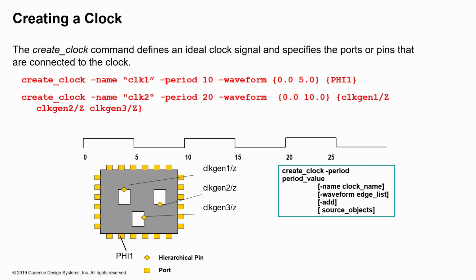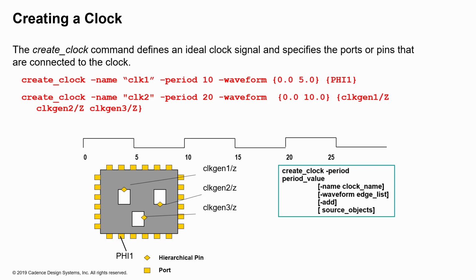The create clock command creates a clock object with an ideal signal, and it specifies the period and the waveform, and also the ports or pins that are connected to the clock source. So if you need a duty cycle, this duty cycle is derived from the period and the waveform, which is the edges themselves. Now, in the first example shown above, the command defines an ideal clock connected to a port called phi 1, and the ideal clock is named clock 1, and it has a period of 10 nanoseconds, a leading edge at 0 and a trailing edge at 5. So therefore the duty cycle is 50%.